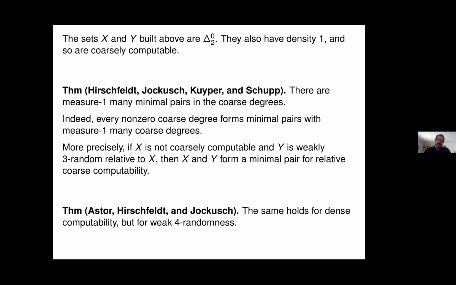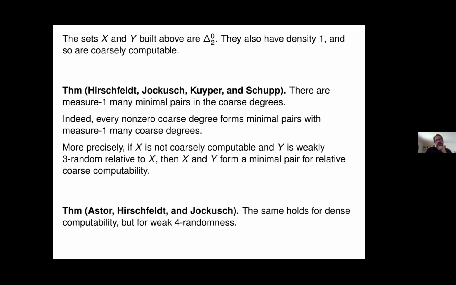So with Asser and Jacques, we also showed that the same holds for dense computability, but there we needed weak 4 randomness. Now, for those who are interested, in the case of coarse computability, we're able to show that you can't improve weak 3 randomness to 2 randomness. But in the case of dense computability, we don't know how optimal weak 4 randomness is. You might be able to get away with less.